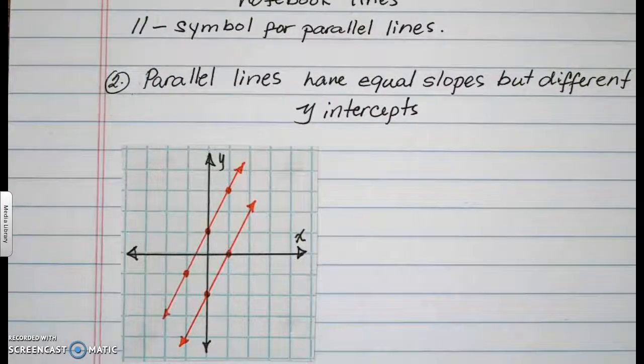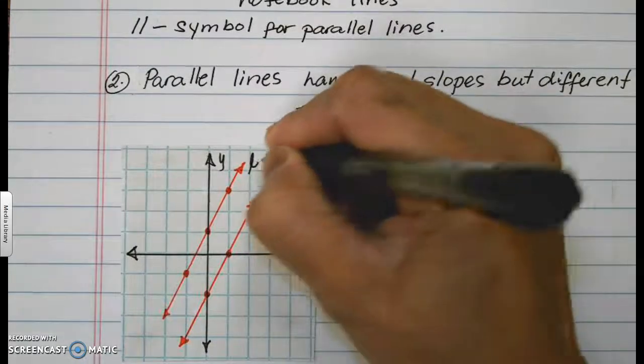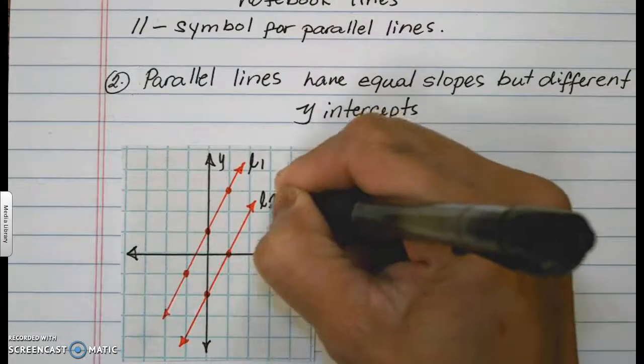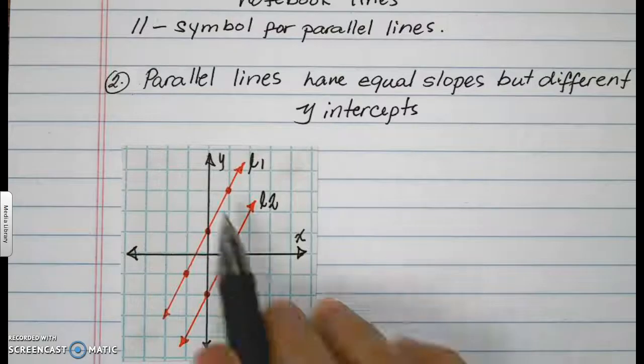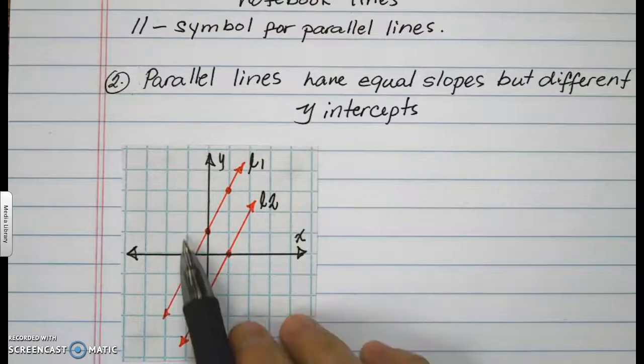Another very important characteristic of parallel lines is that they have equal slopes but different y-intercepts. So let us analyze these two lines. I want to call this my line 1 and this is my line 2. So on my line 1 and line 2, they have the same slope. The slope is a rise of 2, run of 1. In this case also rise of 2, run of 1.